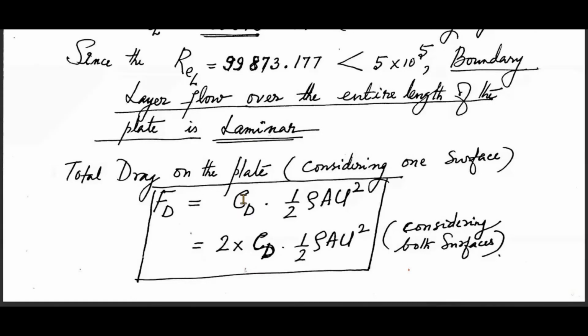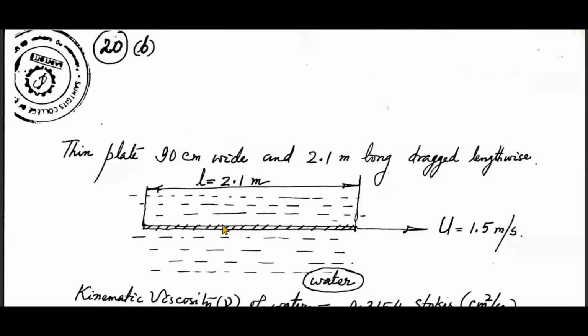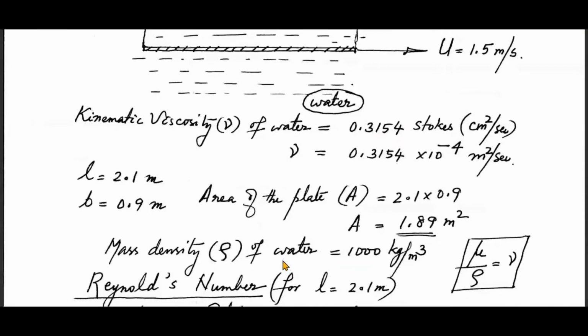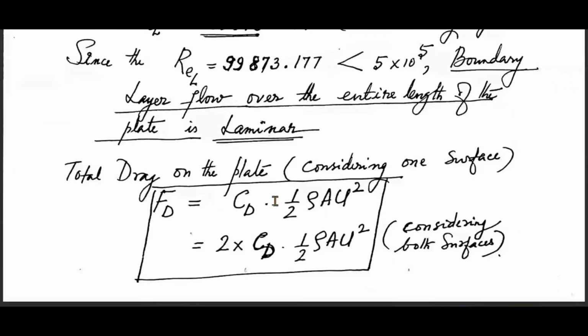So if you see the plate is facing the flow, that means the plate is dragged along water. So what you can consider is both sides will be in contact with water, the upper surface as well as the bottom surface. If you consider the total drag on the plate by considering one surface, it is this one. And if it is 2 surfaces, then 2 into that. That means area will be doubled. So you have to consider both top and bottom.